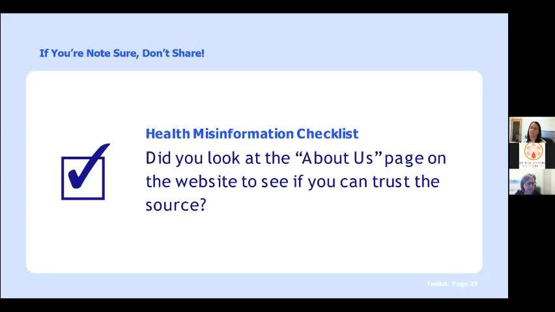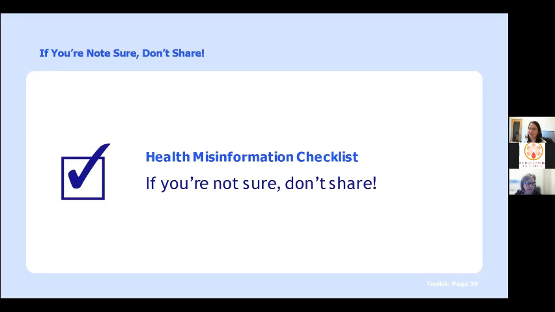And usually what I tell people is if there isn't an About Us section, then that's a red flag. Any credible organization is very transparent about who they are and what they do and how they produce their information. And of course, if you're not sure, don't share. We'll leave you with that.